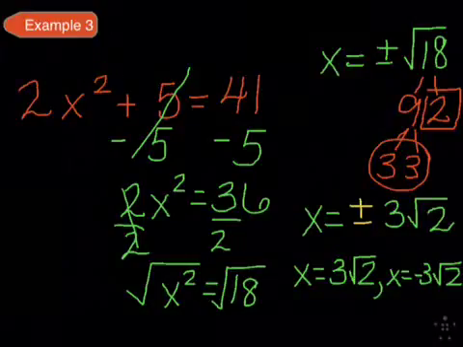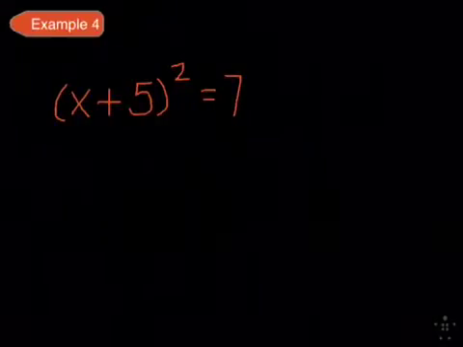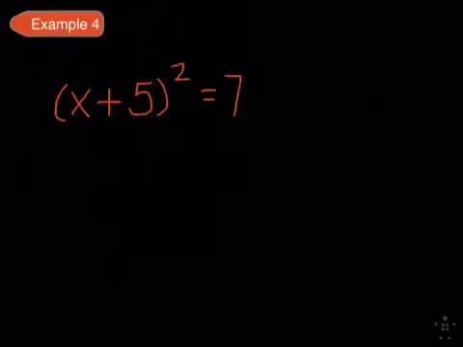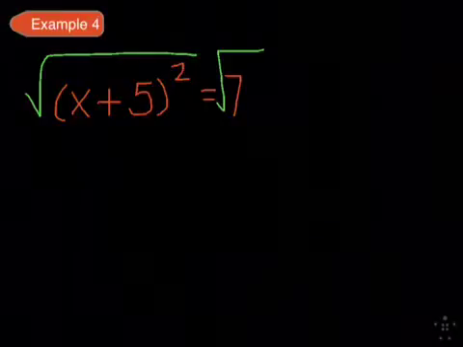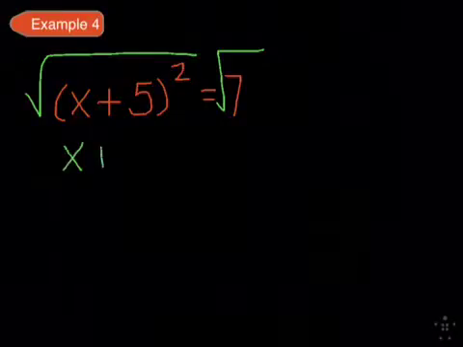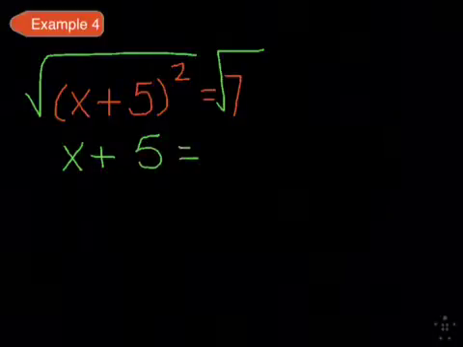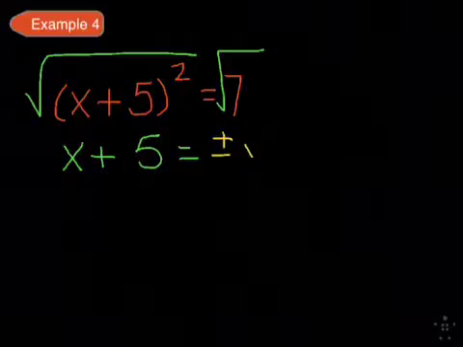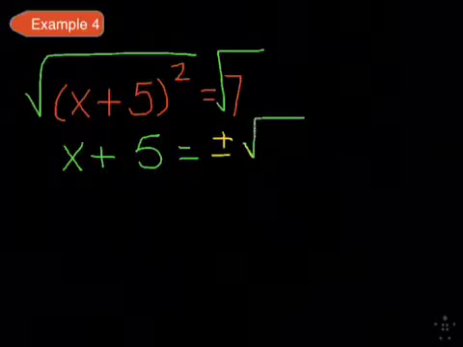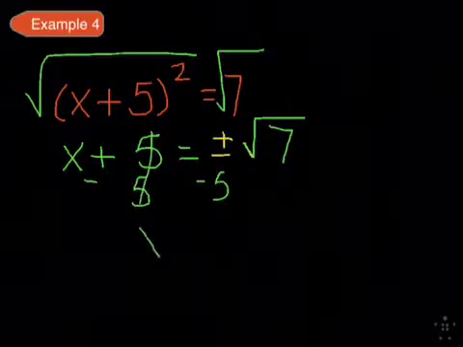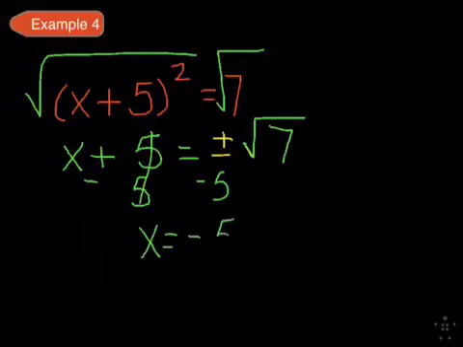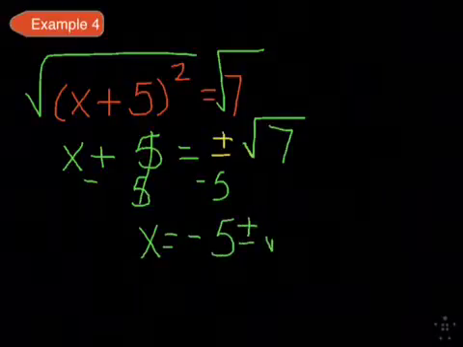Let's go to our next one. Same deal, taking square root. So the first step I'm going to do on this one is take the square root over here. So I end up with x plus 5 equals plus or minus the square root of 7. Okay. Subtract 5 on both sides. So x equals negative 5 plus or minus the square root of 7.